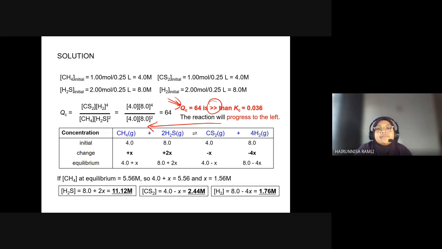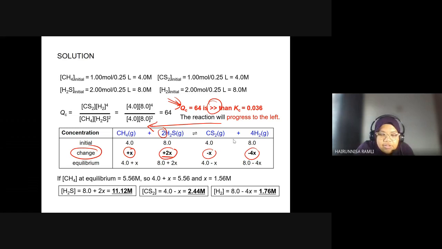Shift to the left. Bila shift to the left, what will happen to the change? Change dekat reactant akan jadi positive value. H2S pun akan jadi positif. Dekat product akan jadi negative. So, I hope you still remember lah this one eh. Kalau coefficient dia dua, it must have 2x. Ni memang satu lah kan. So, H2 negative 4x. Okay?